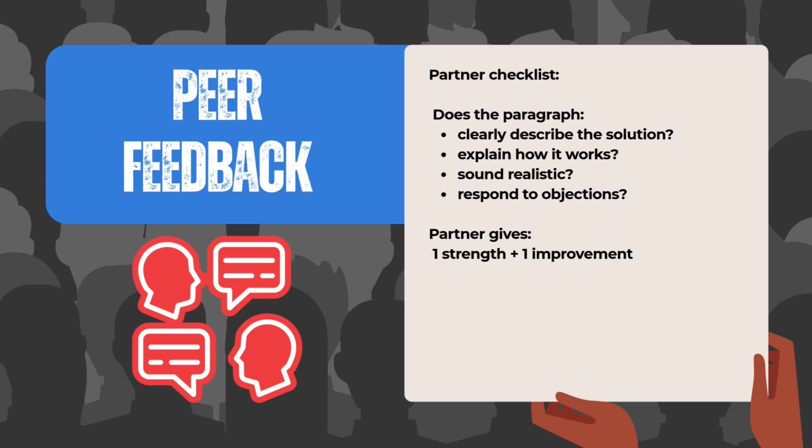So, as I mentioned before, a really powerful tool in this particular assessment is that partner checklist. I've given that to you here so you can ask yourself, does my paragraph clearly describe the solution? Do I explain how it works? Does my solution sound realistic? And do I respond to any objections? If any of these are missing, make sure you go back and revise.